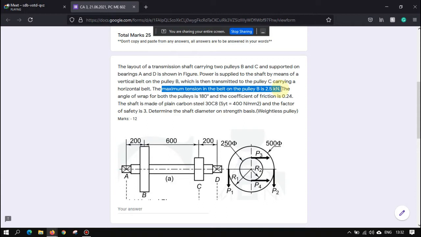So you may ask, sir, why is it written as a maximum tension? Why will you consider P1 to be 2.5? This is considered, so you can also consider P2 to be 7. Now we consider P1 to be the maximum tension in the belt. It's not 100% foolproof, but we consider it.